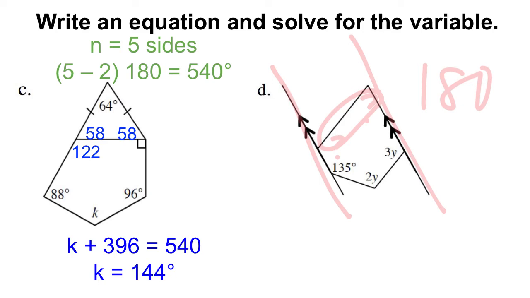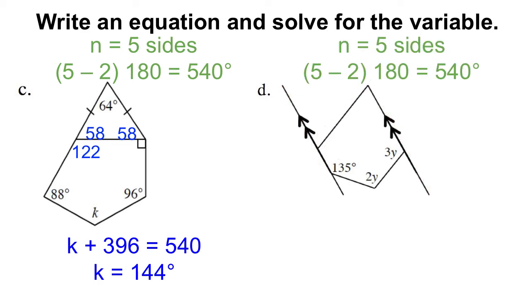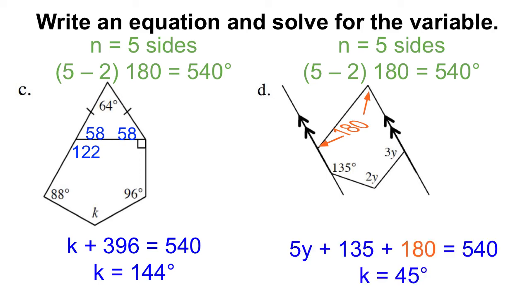So pentagons again are going to be 540 just like the previous problem. And then those two angles combined are 180. So if you write your equation this time, we're going to combine the y, so we're going to have 5y. And then we're also going to add the 135 and the 180 in there, set it equal to 540, and if you solve that equation, you will get your answer.